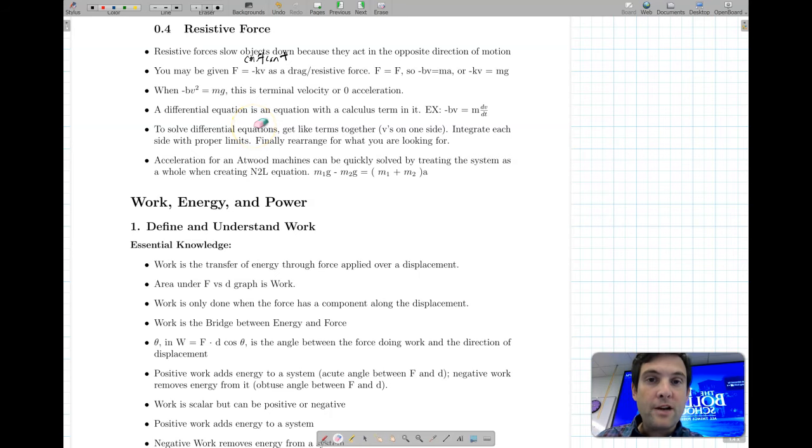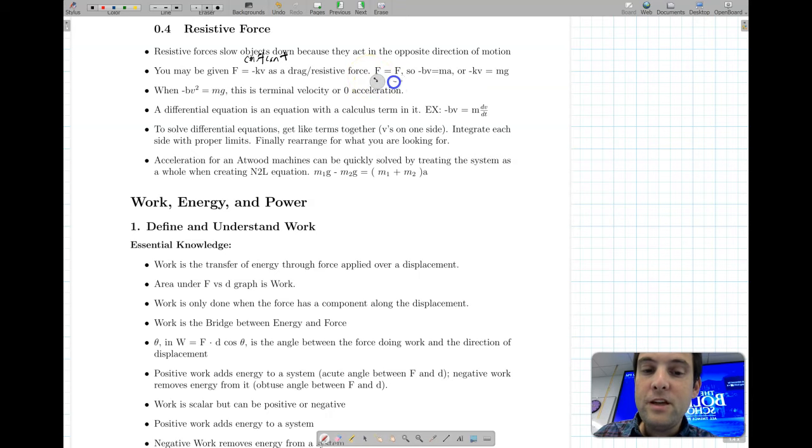If we were talking about drag forces, that would be your drag coefficient. You don't need to know what that's called. You don't need to memorize F equals negative kV. Just talking here. So you may be given this equation as a drag or resistive force.